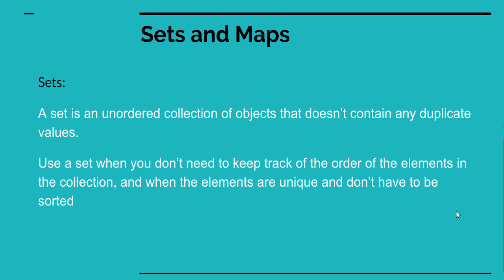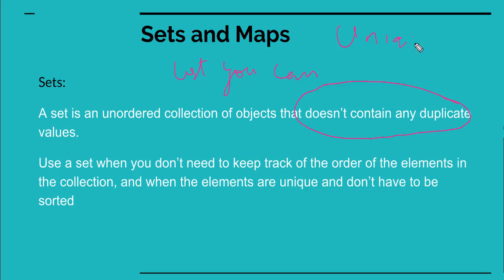A set is an unordered collection of objects that does not contain any duplicate values. This is one important point to note: it does not contain any duplicate values. In the case of a list, you can add duplicate values. You can have two friends with the same name in a list. You can have two integers with the same values. But when you're talking about a set, it will always have unique elements. That's the most important thing.